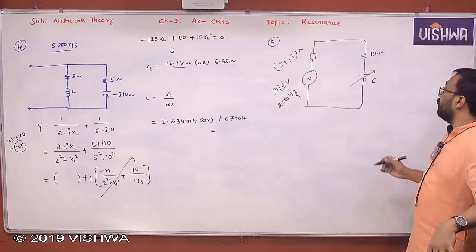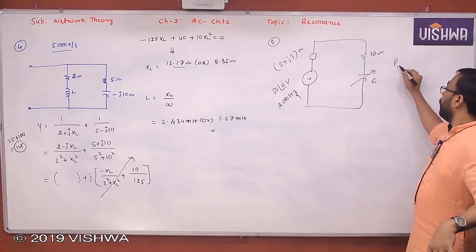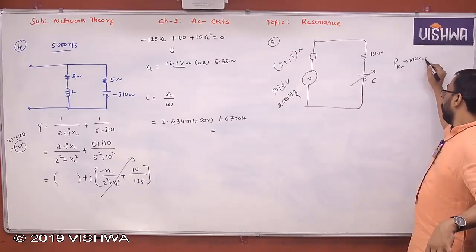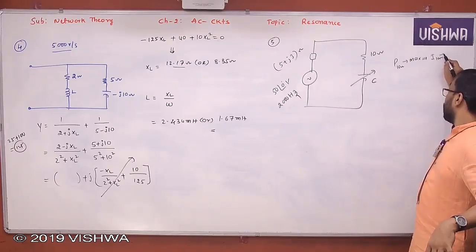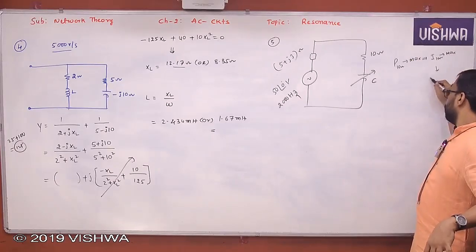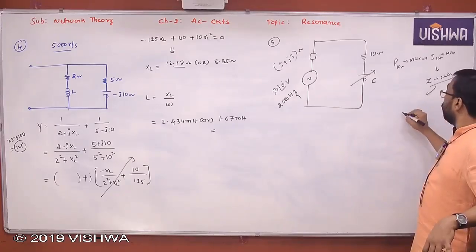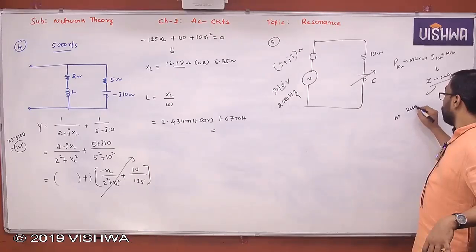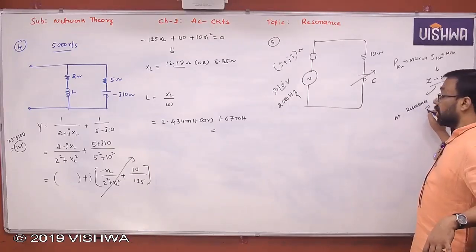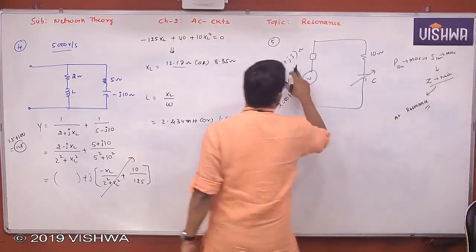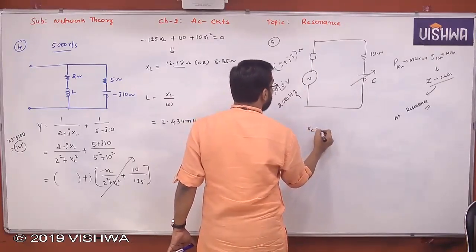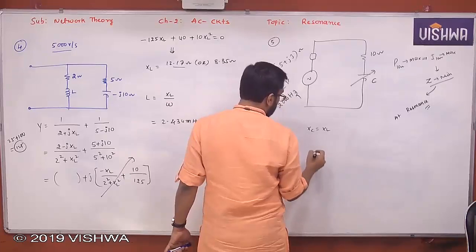But how do you need to deal with this problem? Power in 10 ohm will be maximum when current through 10 ohm is maximum, when total Z is minimum. Total Z is minimum only in the resonance condition. It is possible only at resonance. Understand all of you, okay? Only at resonance. This is RL, this is RC, totally an RLC circuit. Then definitely XC must equal XL, then only it is possible. Understand all of you, okay?